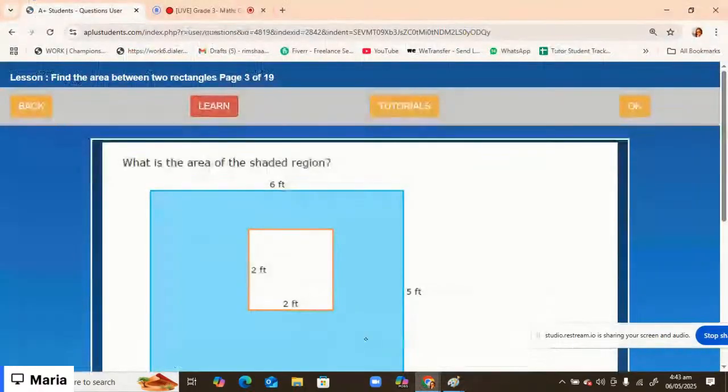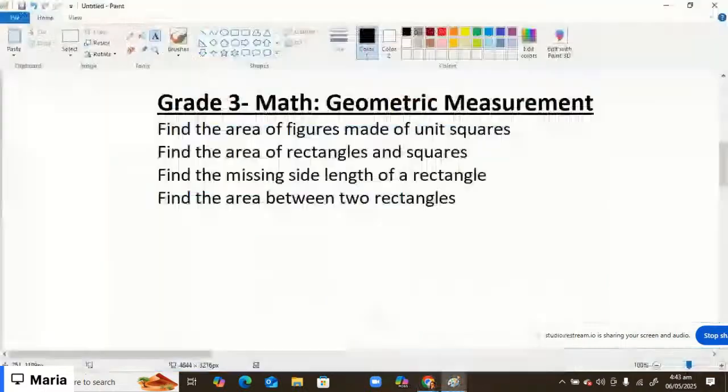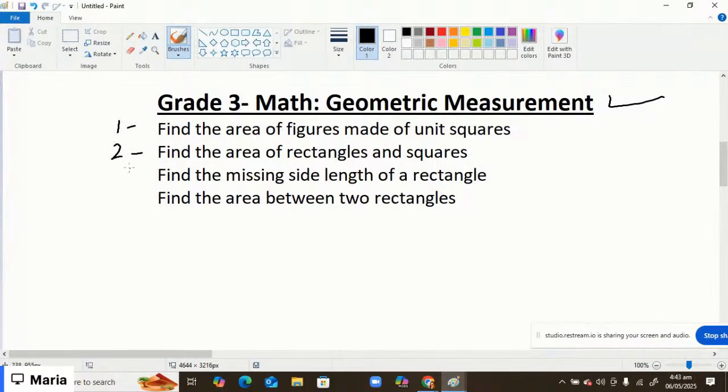Hope you guys understand this lesson. So today we discussed grade 3 maths. The chapter is geometric measurements, and here is the list of lessons. First lesson is find the area of the figures made of unit squares, find the area of the rectangle and square, find the missing side length of the rectangle, and find the area between the two rectangles.